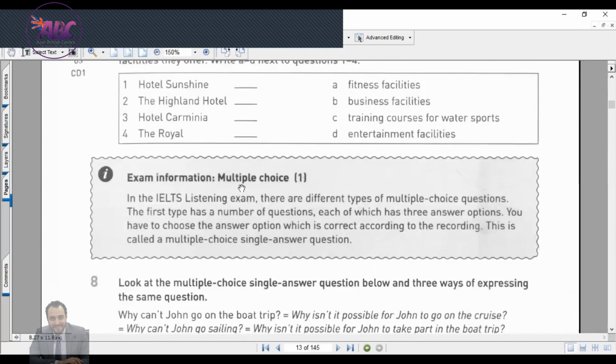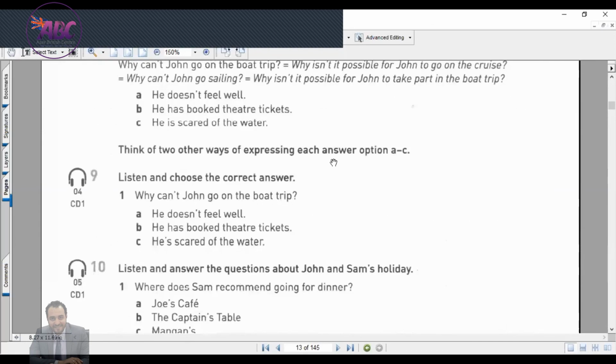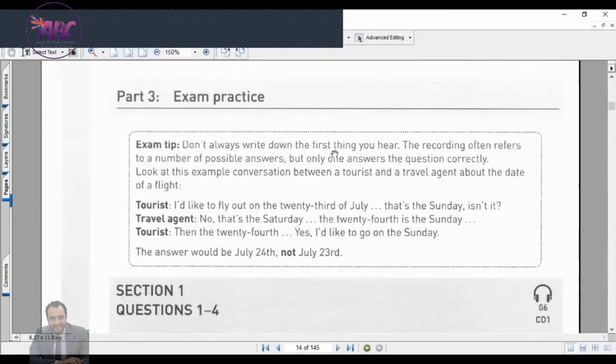Of course, these tips are very important. Exam information, multiple choice questions. In the IELTS tip, there are different multiple choice questions. The first one has a number of questions. Of course, I'll leave the material to you. I'll forward it to you to work on it.